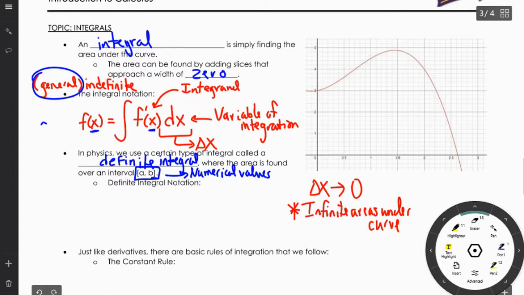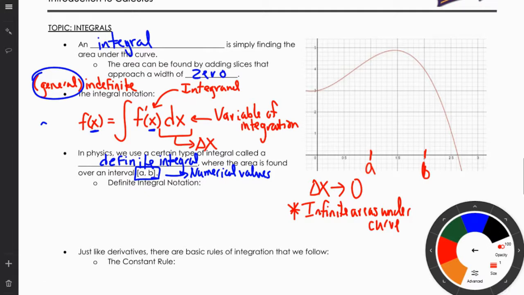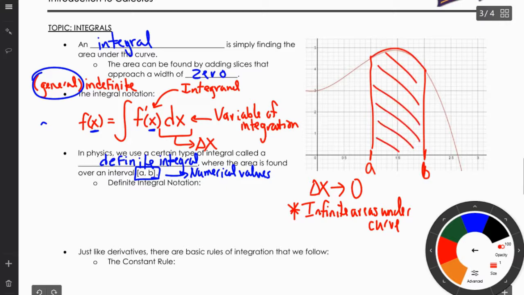So, I'll erase that so we can draw the picture again. Let's say this is my A and this is my B. So I'm not looking for anything below A or above B. I'm just looking for the area here. Okay. That's when I find the integral using my interval. That's how I can find the specific number, as opposed to the indefinite, where I'm finding just the general equation.